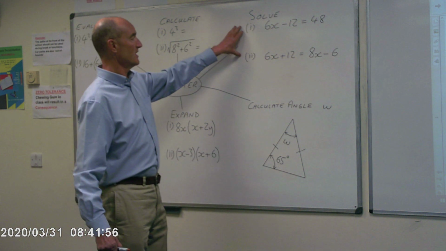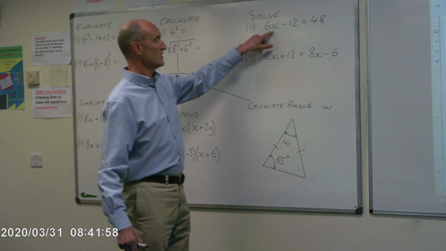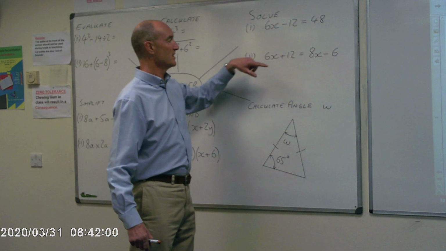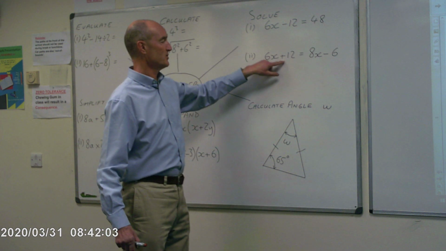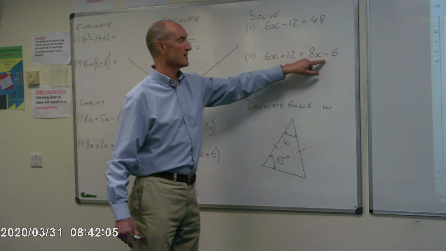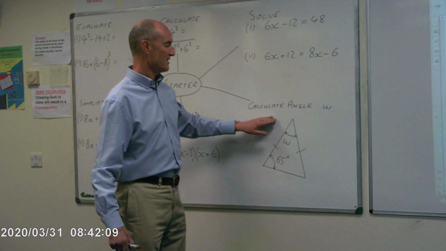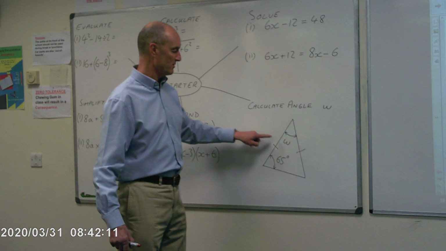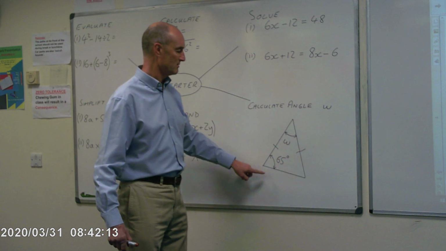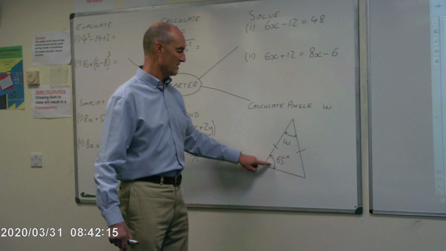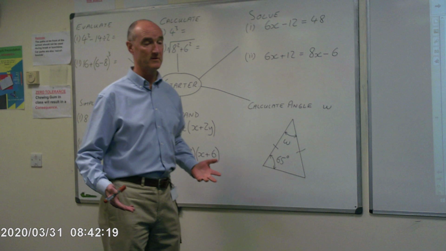Solving, so getting values for x. 6x minus 12 equals 48, and then 6x plus 12 equals 8x minus 6. And then the last question on the board today, calculate a value for the angle W. The angle W is up here. You've got a triangle, and you've been given that that angle is 65 degrees. So that is your starter activity for the day.